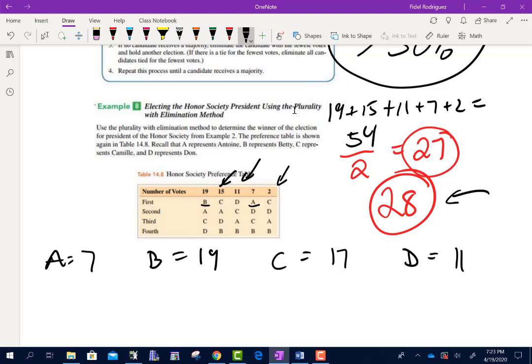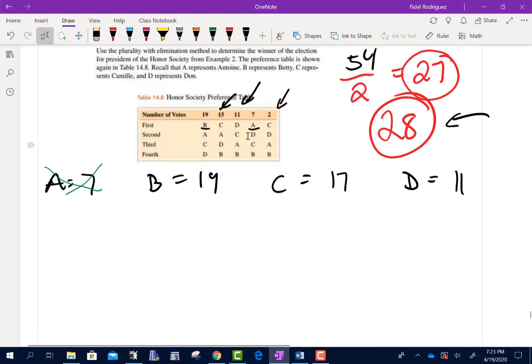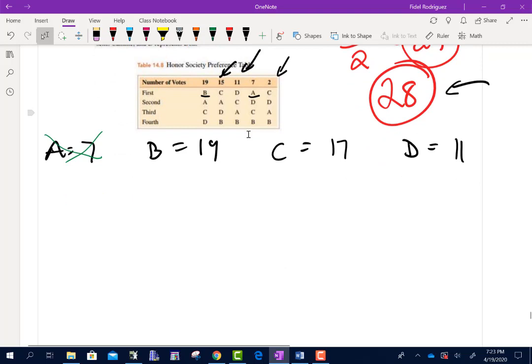Well, nobody got 28. So what we do is we find the person who got the least number of votes. In this case, it's Antoine. And we're going to get rid of Antoine. What I mean by that is I'm going to make a brand new table again. Number of votes, okay? Votes, here we go.